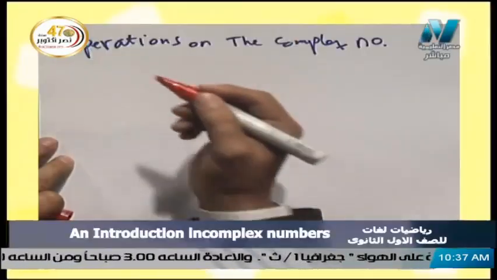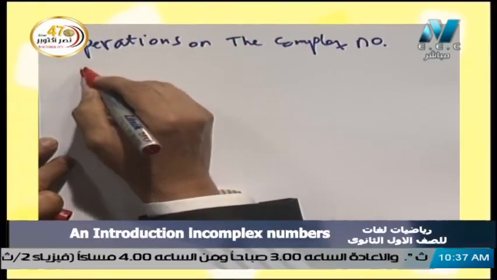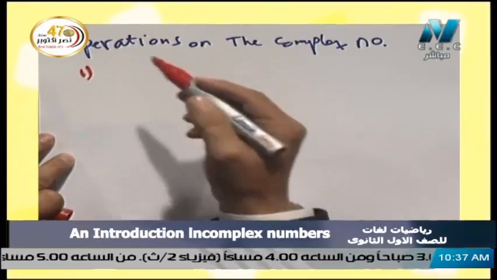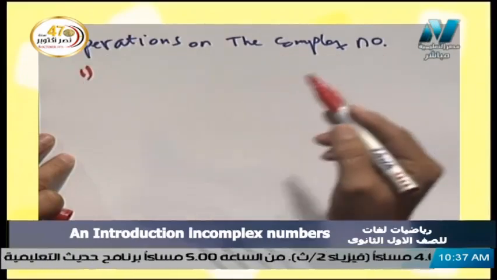So let's move to the operations of complex numbers. What are the operations of complex numbers? Of course, operations means multiply, divide, add, and subtract. So we have here operations on the complex numbers.